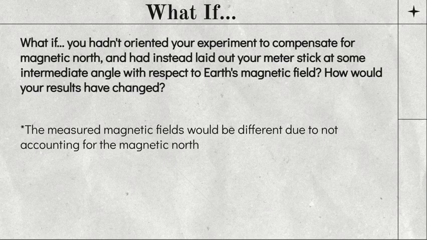Now moving into the what-ifs, we can ask the question: what if you hadn't oriented your experiment to compensate for the magnetic north and had instead laid out your meter stick at some intermediate angle with respect to Earth's magnetic field? How would your results have changed? The results would have changed because the measured magnetic field would be different due to not accounting for the magnetic north. In the x component, it would be different because magnetic north would contribute to the magnetic field measurements, while in the y component, it would also be different because you're not accounting for the magnetic north.